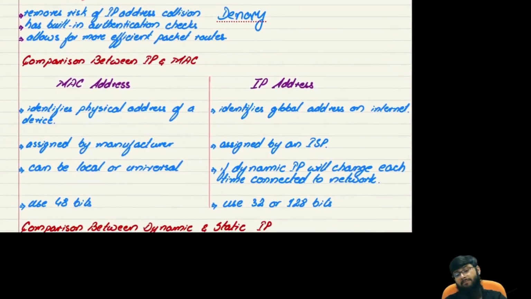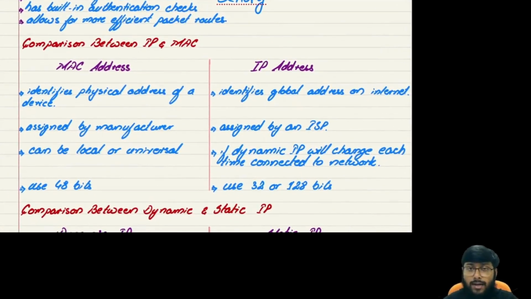Now we have a comparison between a MAC and an IP. That is quite a common question for your O-level or IGCSE examination. The MAC address, as we just said, is a physical address to identify a device, whereas the IP is going to identify a web page or a website. A MAC address is assigned by a manufacturer, while the IP is assigned by an ISP, an internet service provider.